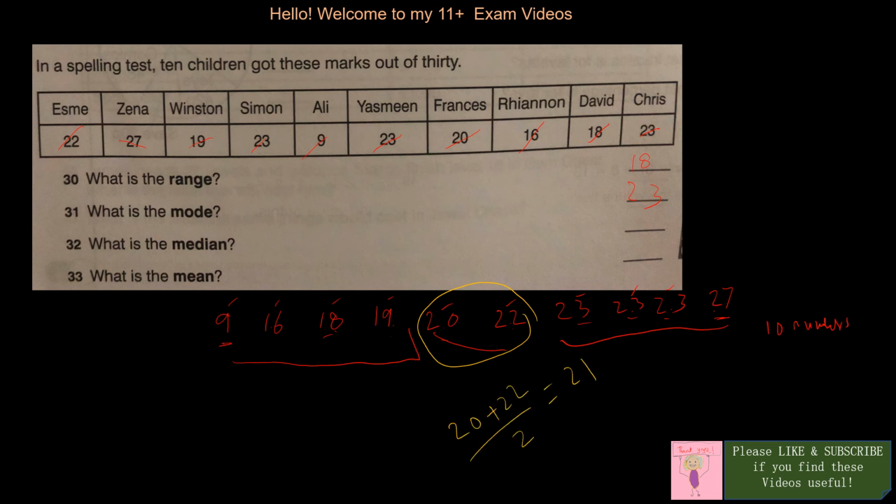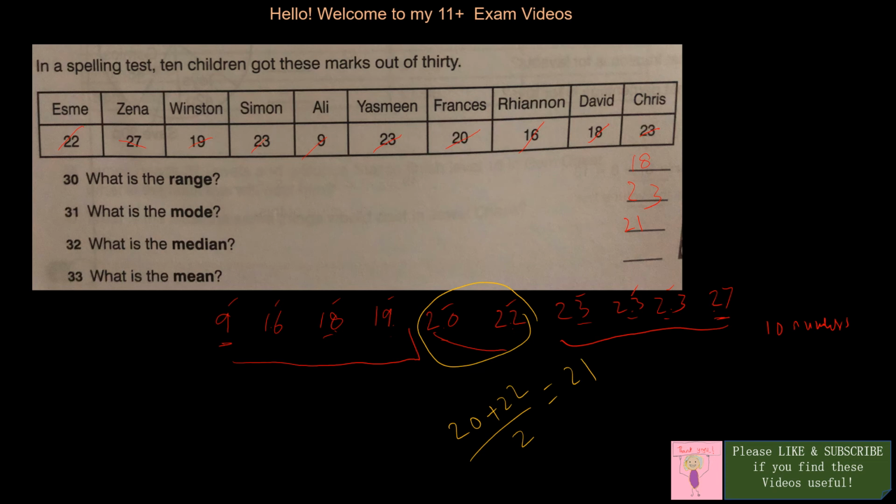So if there are 10 numbers, we know the middle numbers are the 5th and 6th. So we have 20 and 22, these are the middle numbers. So 20 plus 22 by 2 is 21. So my answer is 21. This is 42 by 2 is 21. That's the median. And what is the mean?